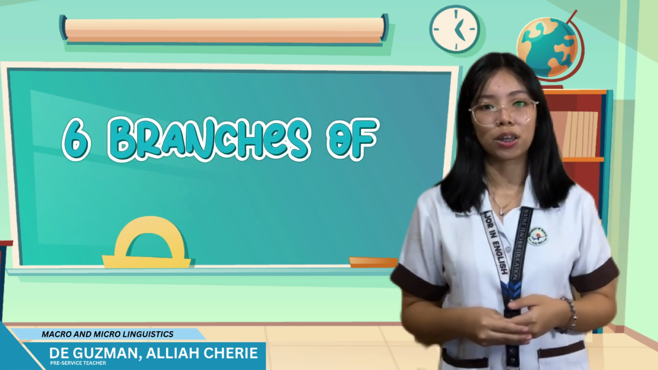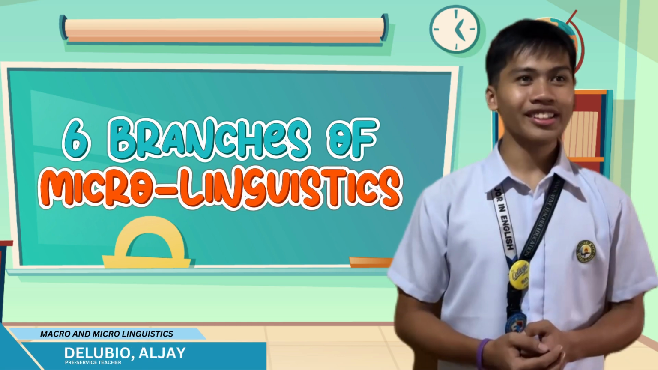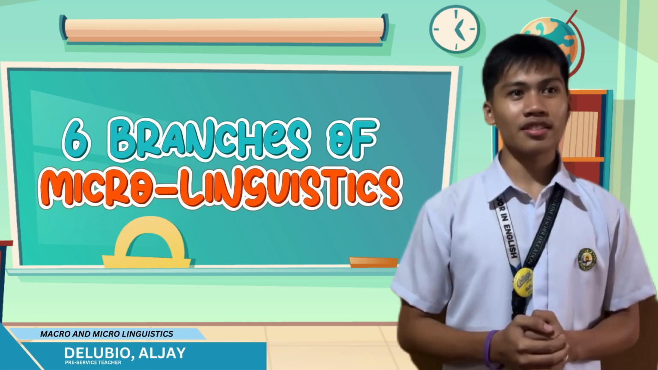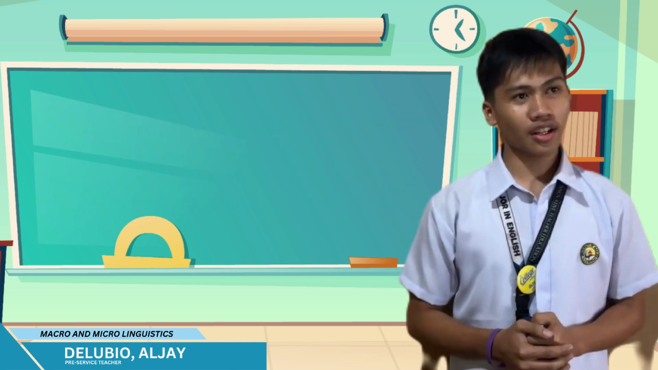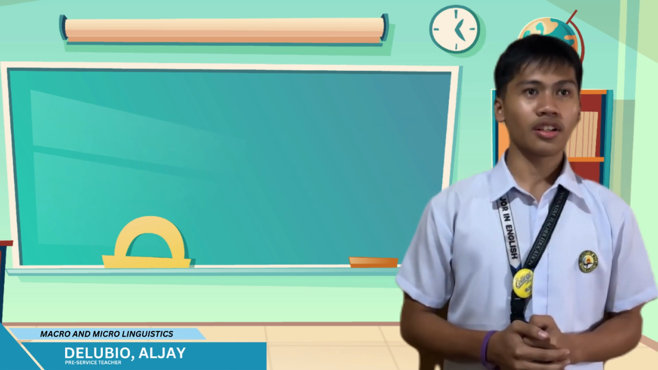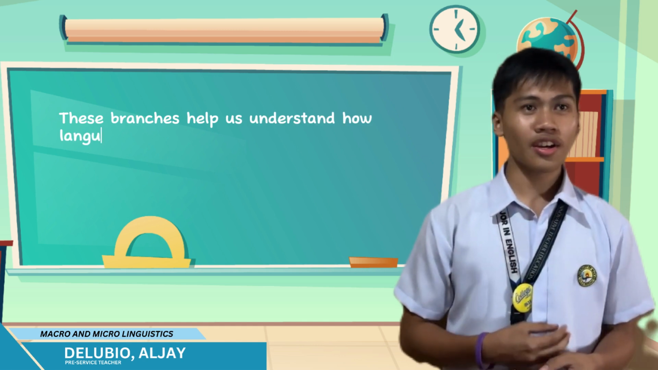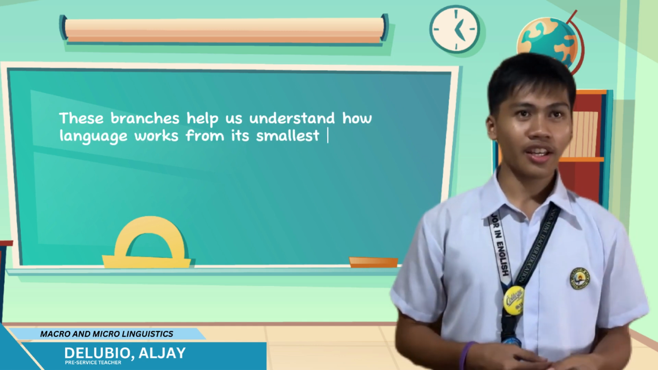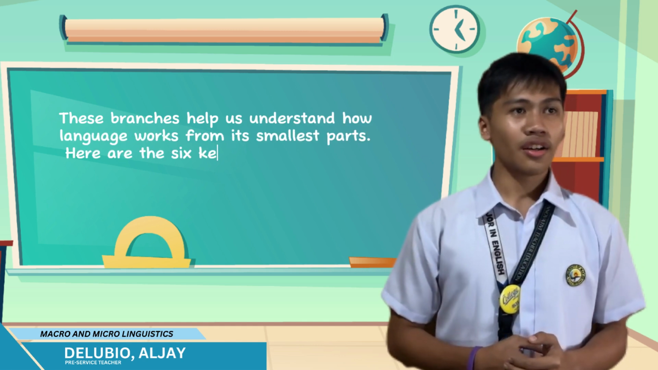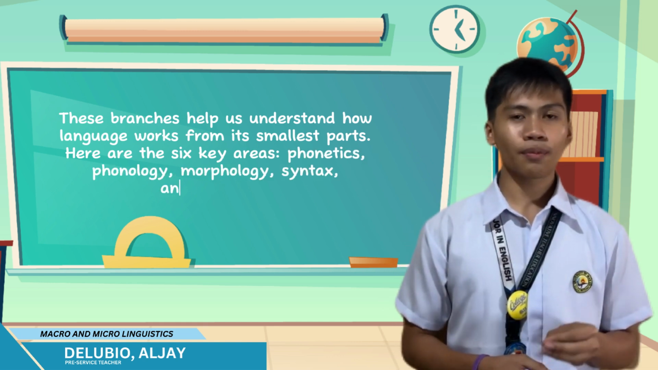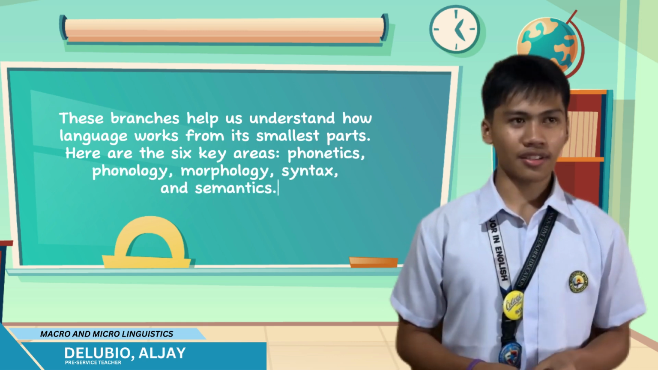And now, pre-service teacher Jay will explain those branches of microlinguistics. Hi everyone! Today we'll explore the 6 branches of microlinguistics which focus on each detail of language structure and usage. These branches help us understand how language works from its smallest parts. Here are the 6 key areas: phonetics, phonology, morphology, syntax, pragmatics, and semantics.